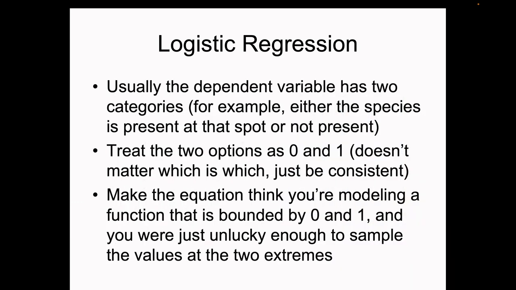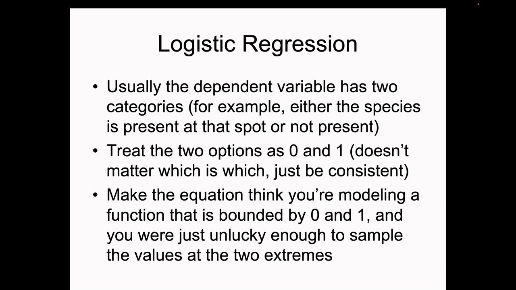All right. Usually when you're doing logistic regression, the dependent variable has two categories. For instance, either the species is present or is not. And so the way that you can use a regression framework where your y-axis is not going to be continuous is you treat the two options, present or not present, as 0 and 1. Because we know how to plot 0 and 1 on a graph. And so that allows us a way to put them on the graph.